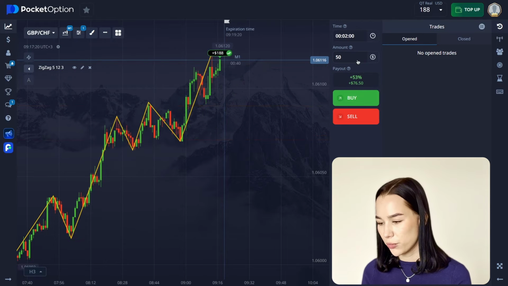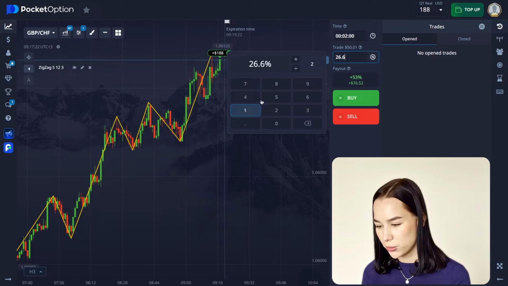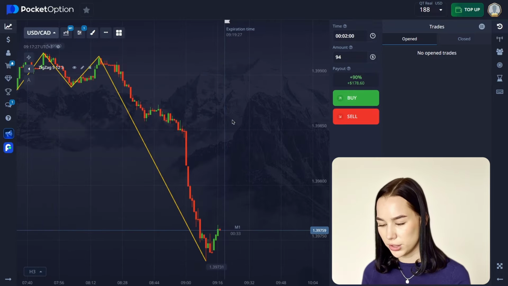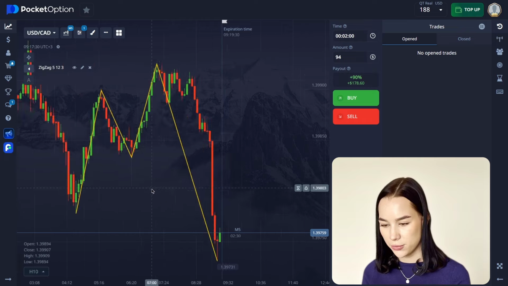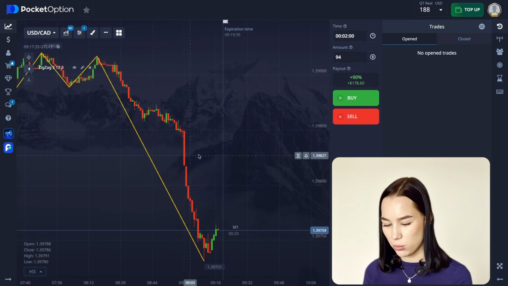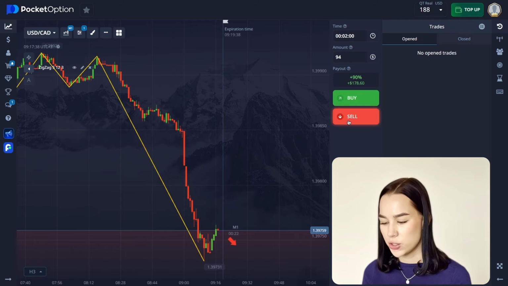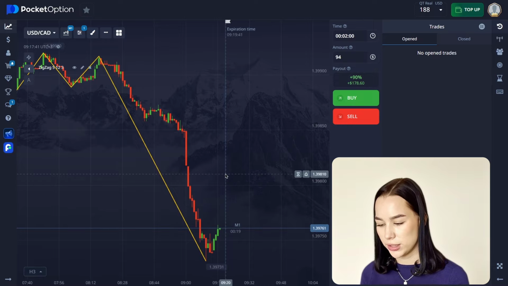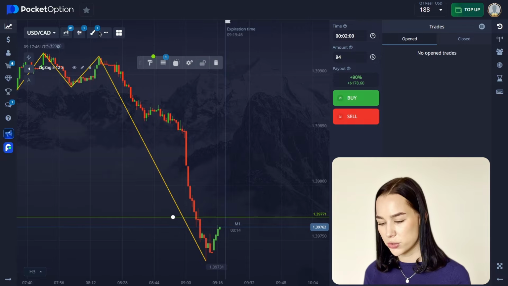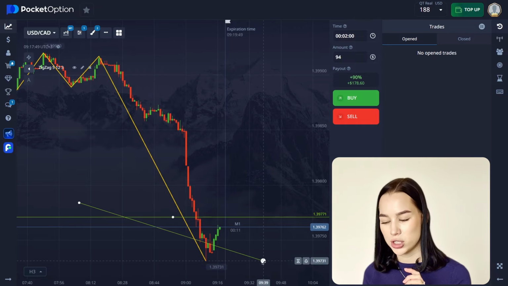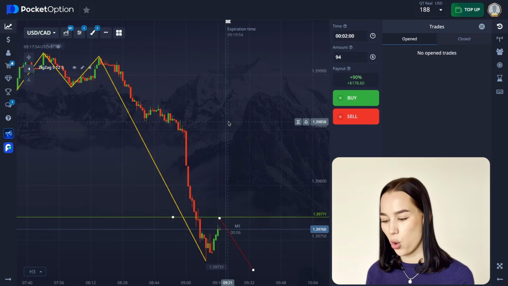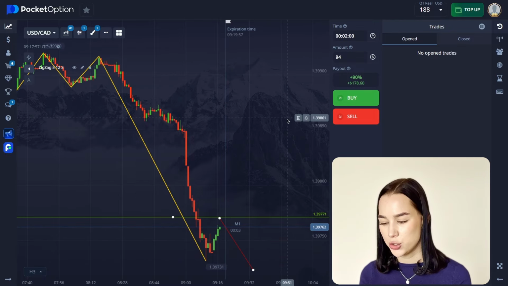Perfect. So now let's change our amount of money per trade to $94, and we're gonna find some other currency pair, for example USD/CAD. We can see it was a pretty strong downward trend before. So here we can see it's a downward trend, definitely, going for some long time. We can see some reversal in the upward direction, but this is just a mini trend, and we're gonna follow the trend here and open a sell trade for 2 minutes.